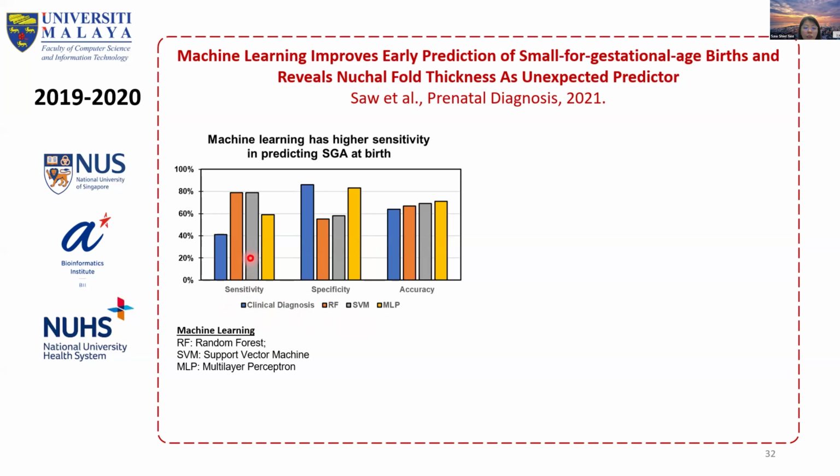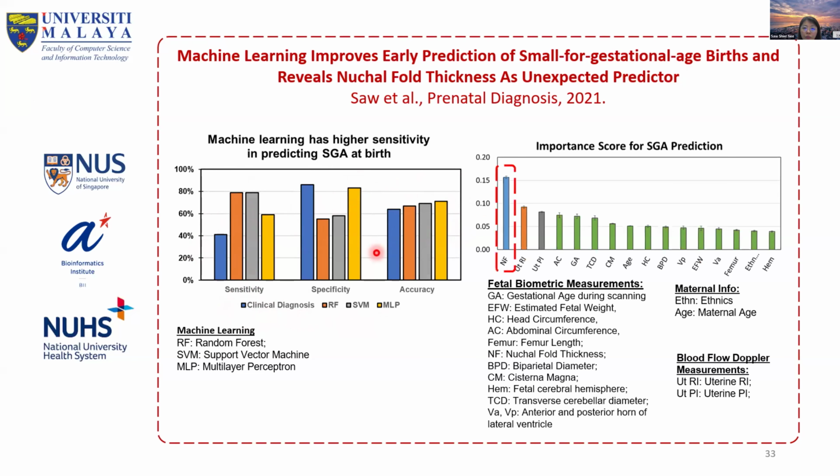You can see that the sensitivity of all of the machine learning models is considerably higher than the clinical diagnosis, but the specificity is not. But overall, for accuracy, MLP has the highest, reaching around 70% as compared to the clinical diagnosis. And from machine learning models, especially random forest, you can also compute the importance score for the predictions, to see which features have the most influence.